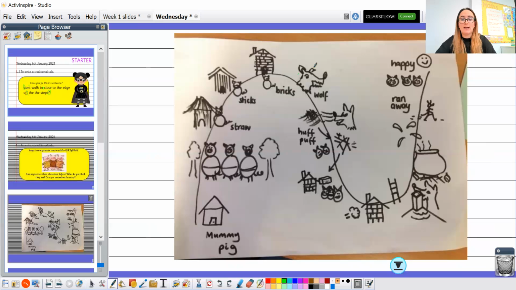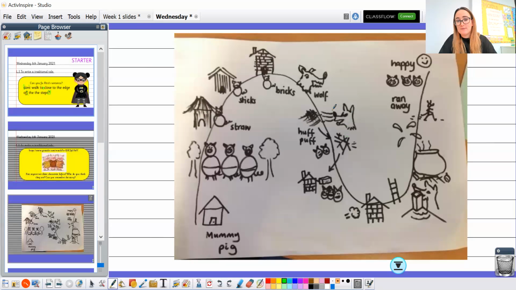So moving on to the next slide that I've got here, I found a very quick text map that we can have a look at. So obviously it starts off with Mummy Pig being at home, sends the three little pigs out to go and live on their own and to build their own houses. The first little pig makes their house out of straw. The second little pig makes their house out of sticks. And the third little pig makes the house out of bricks. Now, as we know, along comes the big bad wolf and he says, little pig, let me come in. And they say, not by the hairs on my chinny chin chin.